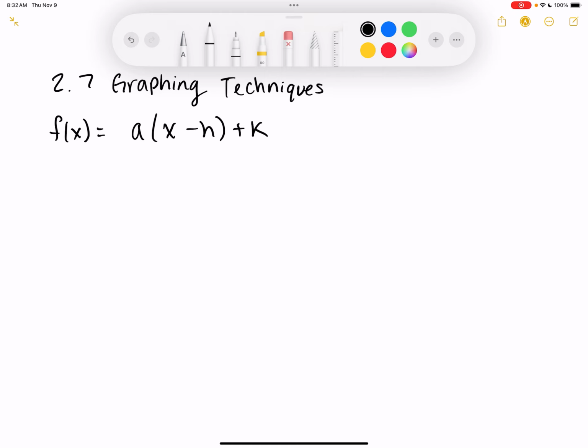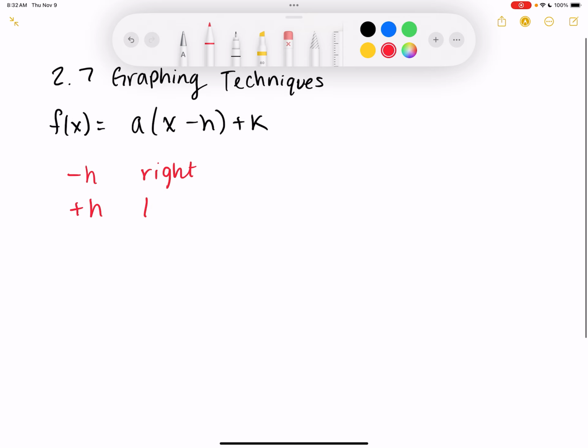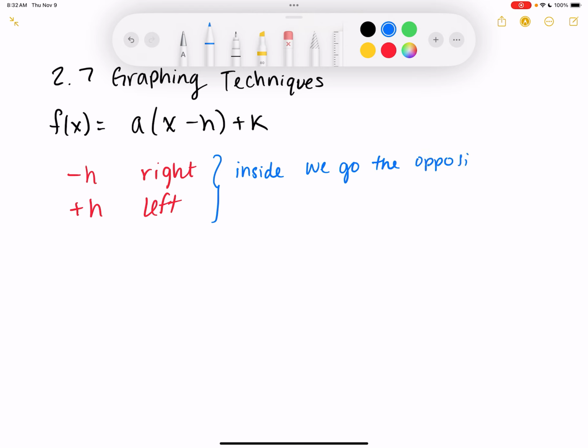So the negative h inside tells us that it is going right. If it was a positive h, it would be going left. So I always say with these, inside the parentheses or whatever the case is, so I'm just going to say inside, we go the opposite direction of the sign.